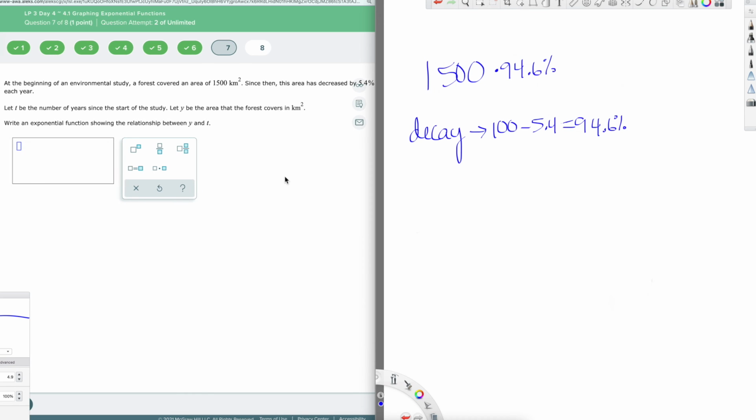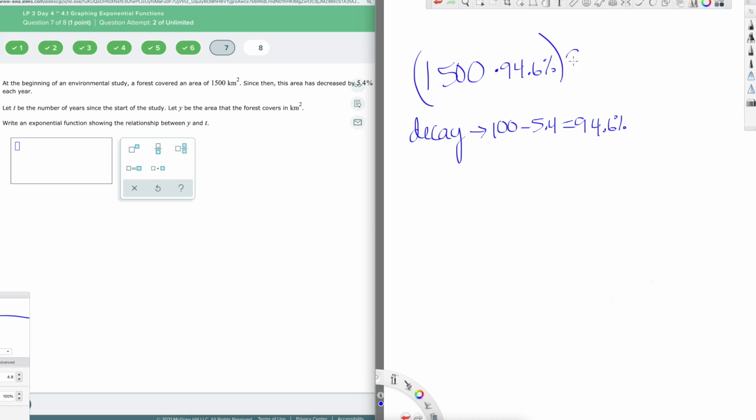So remember, that means if I have 1 year, there'd be 94.6% left. The second year, I'd have this entire piece times 94.6%. The third year, I'd have this whole piece times 94.6%. So each year, it adds another 94.6%. So that is where I put my exponent. So that's just another example of that idea. So we have t here, and that's going to equal y.